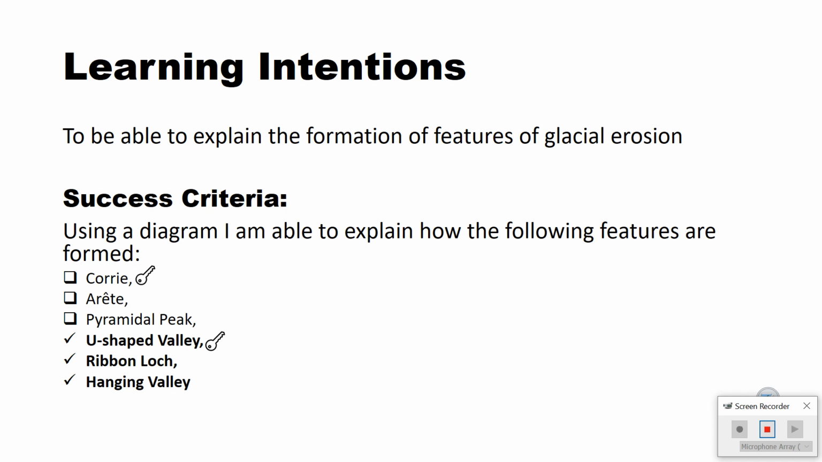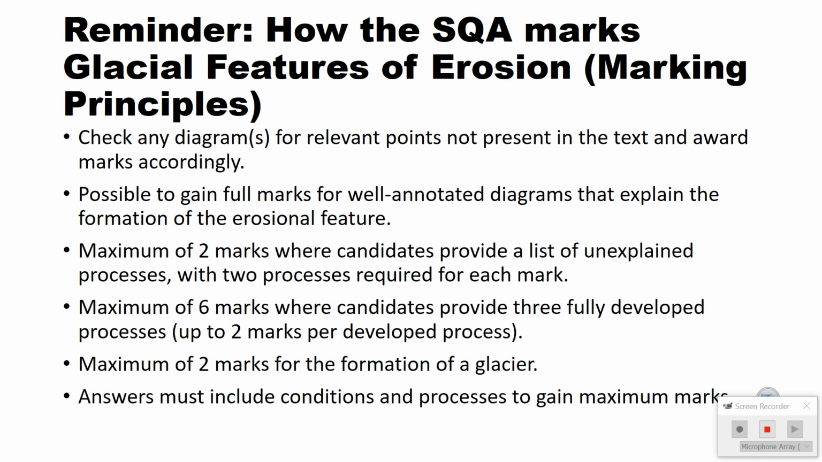The key represents the fact, as I've said before, that a U-shaped valley, just like a corrie, is a key feature, meaning that if you can explain that, you need an extra sentence to explain the formation of a ribbon lake or a hanging valley. So we'll just go through the slides now, and I'll talk you through that and the activities you're meant to be doing, which you have on your Google Classroom.